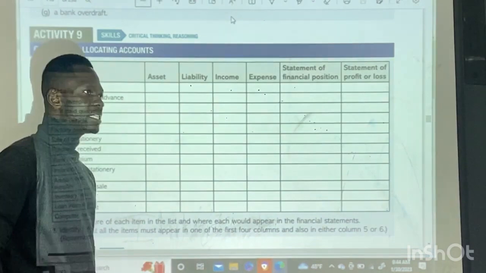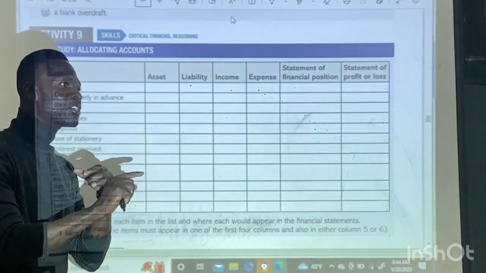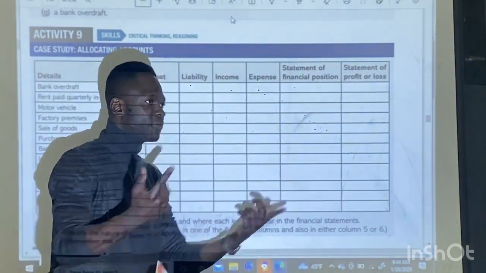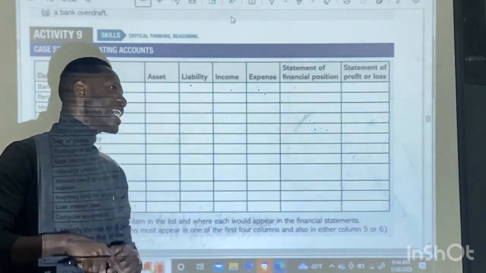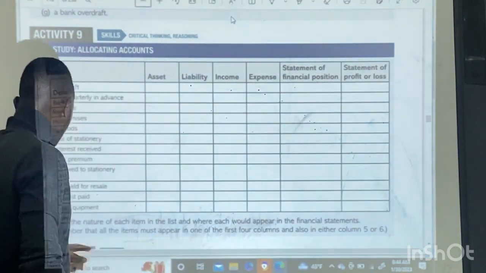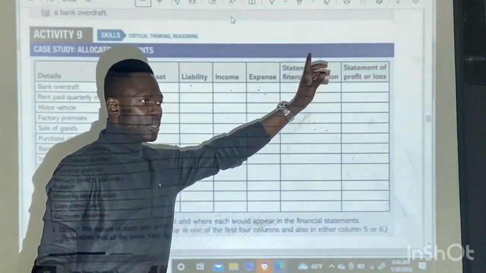That's an asset for the business. It's an asset, computer equipment. It's not a purchase. It is something that you bought to use in the business. It's not something that you bought to sell. So it is an asset for the business, not stock. Do you understand? So computer equipment is what? An asset for the business and to be recorded in the statement of financial position.